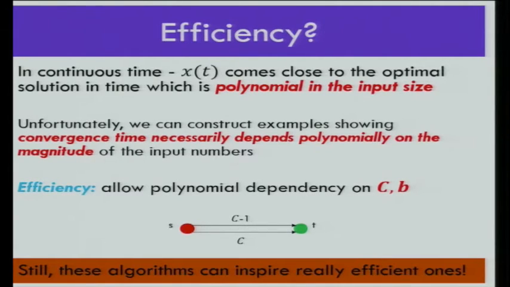To compute the flow, is that something easy? To compute the flow? Yes. We will come to that as well. It is now known to be easy.